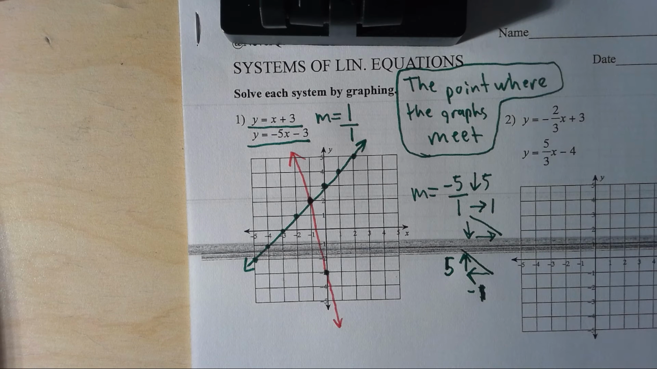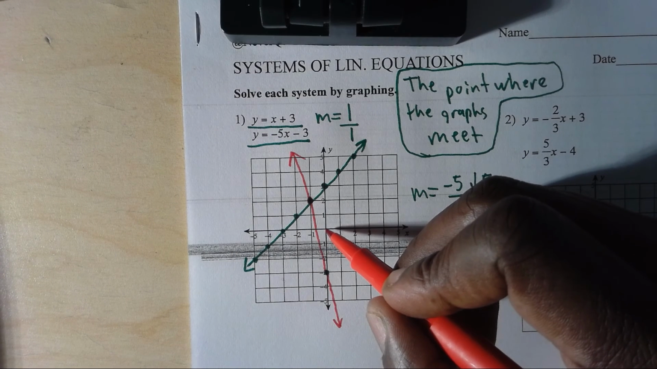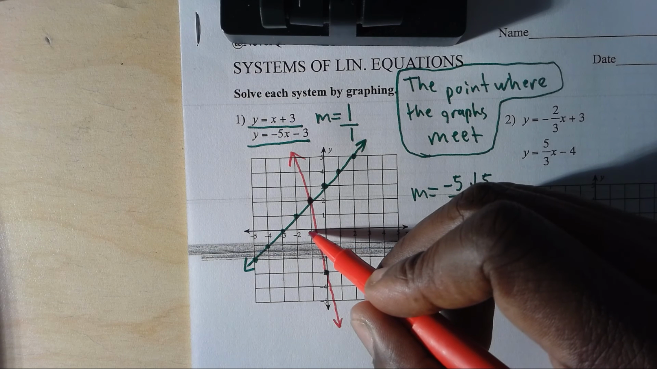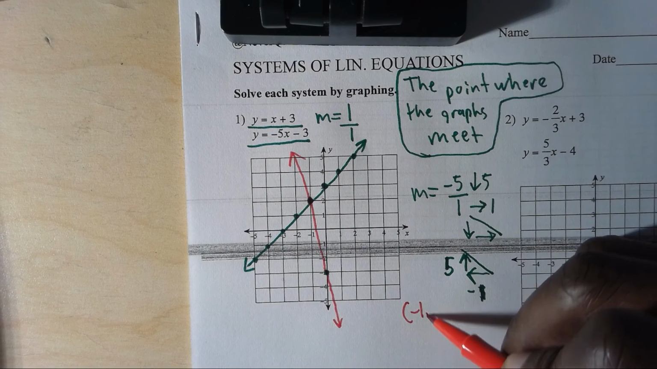Now, a lot of people think they're done with this question. You definitely are not. I need to state the point where these lines meet. That's my solution to the system. Well, if I'm starting from 0 here, I know to get there I had to go -1 and then up 2. So my solution is going to be -1, 2.